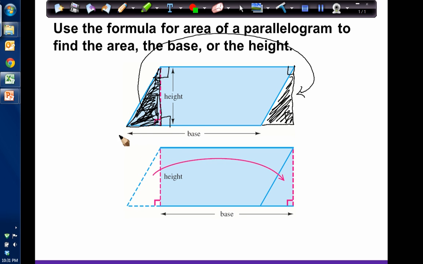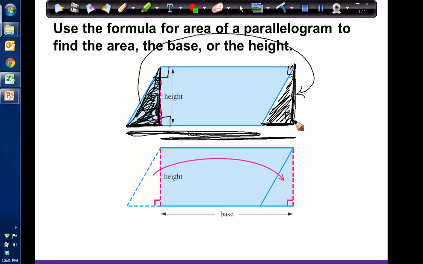And the rectangle, the base is the same as it was, right? So this distance right here, the old base, is the same as this distance right here, the new base, because we just moved this part over to here. So we didn't change the base at all. And we didn't actually change the height at all, because this side is the exact same as this side.